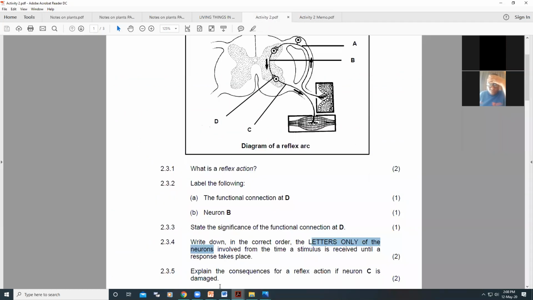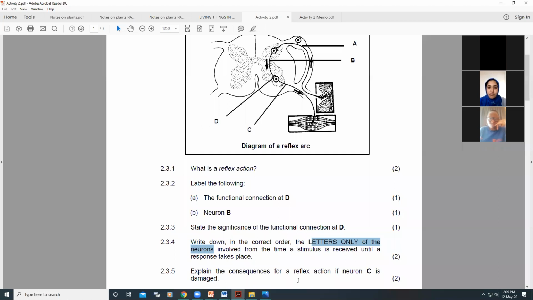Okay, so we go back there. It says, explain the consequence for the reflex action. What will happen for a reflex action if neuron C is damaged? Neuron C, we know, is the motor neuron. So explain means say why. What's going to happen if the motor neuron is damaged? How will that affect the whole reflex action?